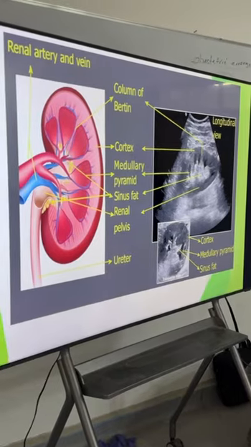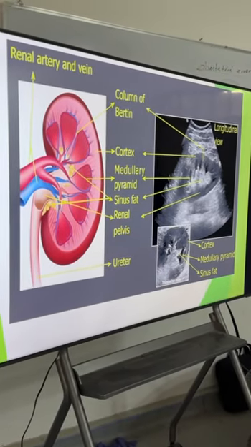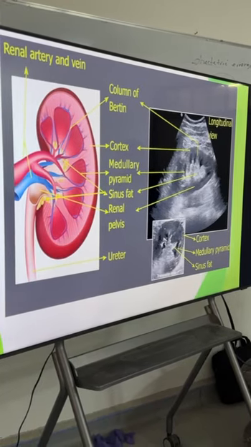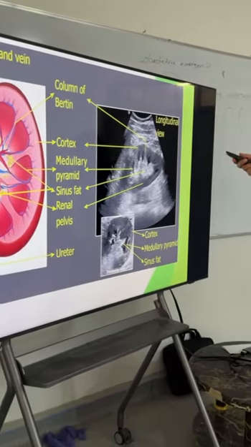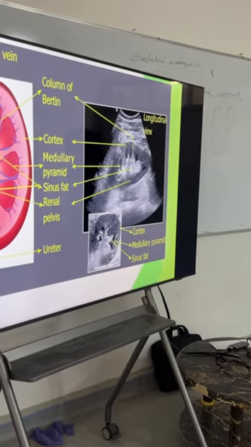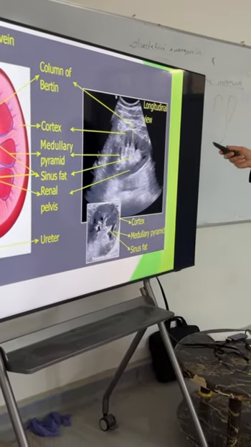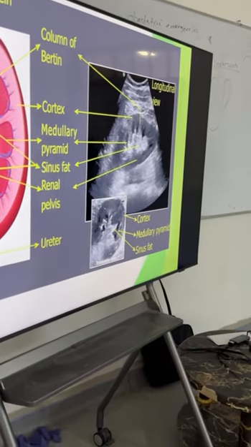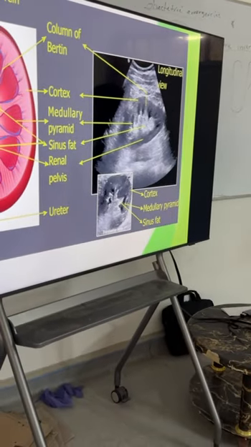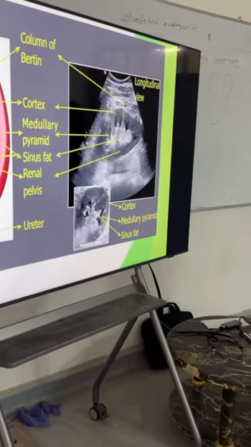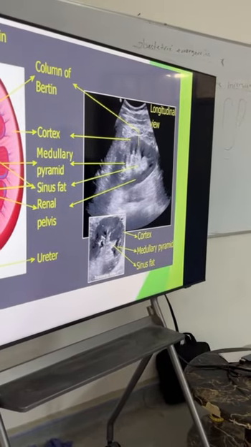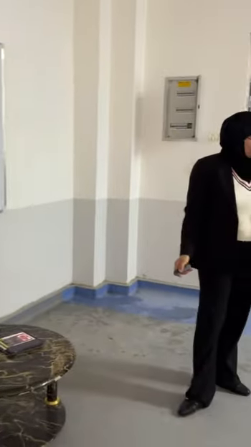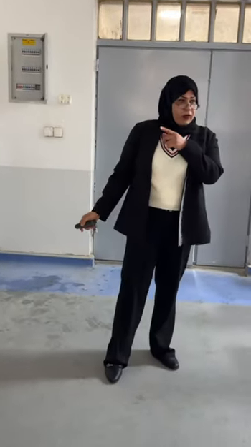This is the anatomy, which is very important for you. I will explain it for you. From outside to inside, the first layer is the capsule. Here, in the real image, it is lucent, which means black in color. The next is the cortex or parenchyma, then the pyramids and medulla. The more echogenic part in the center is the sinus. And then the root of the kidney, which includes the renal artery, veins and ureter. This is very important in grading of trauma. Be careful about this anatomy.